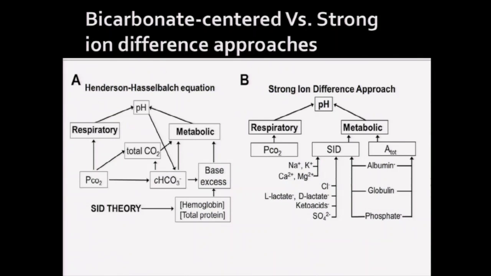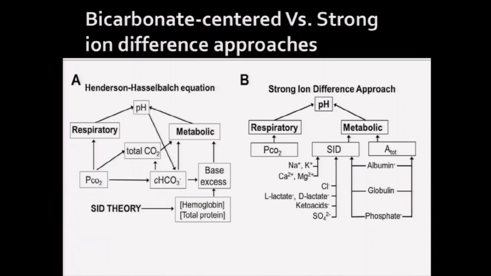If we look at how these approaches diagnose acid-base disturbances, there are some pretty significant differences between them. The Henderson-Hasselbalch equation looks at the levels of bicarbonate in the calf, and that's how it diagnoses metabolic acidosis and metabolic alkalosis, purely based on bicarbonate. If there are high levels of bicarbonate, you expect metabolic alkalosis, and if there are lower levels of bicarbonate, it's metabolic acidosis.